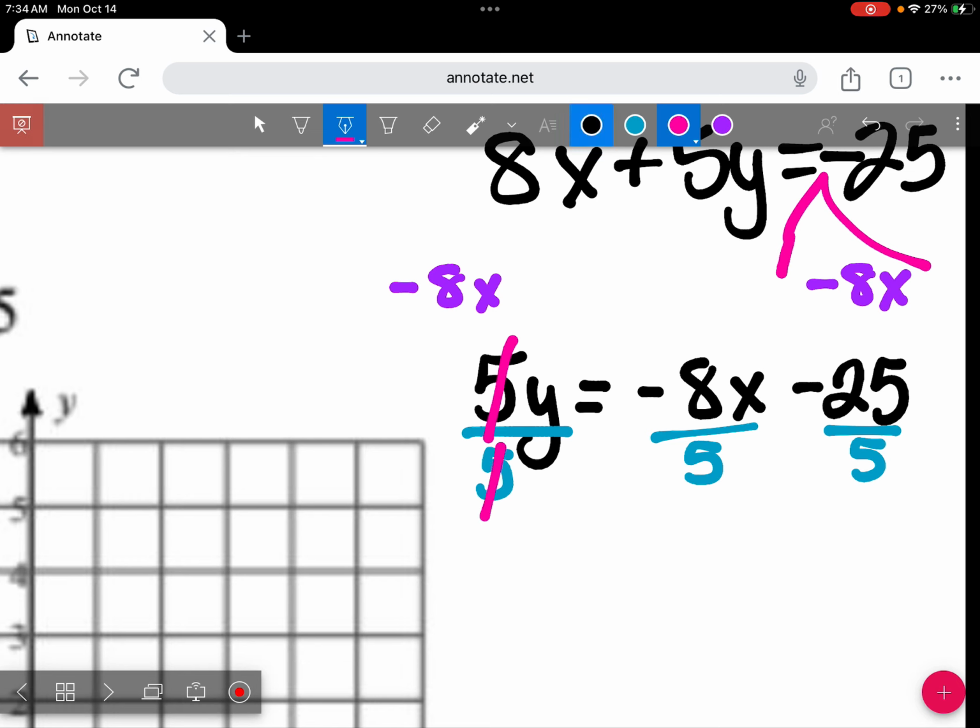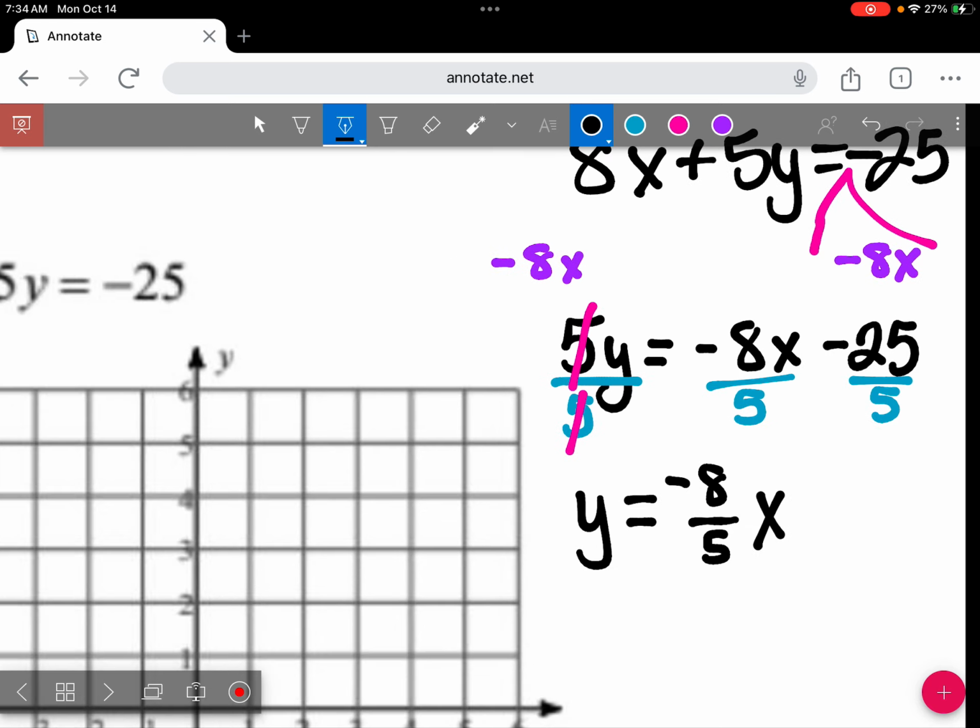So the 5s cancel out here, so we're left with just y. That's what we wanted. Does negative 8x divided by 5 simplify at all? No. So I'm just going to write it as negative 8/5 x. How about minus 25 divided by 5? Minus 5.